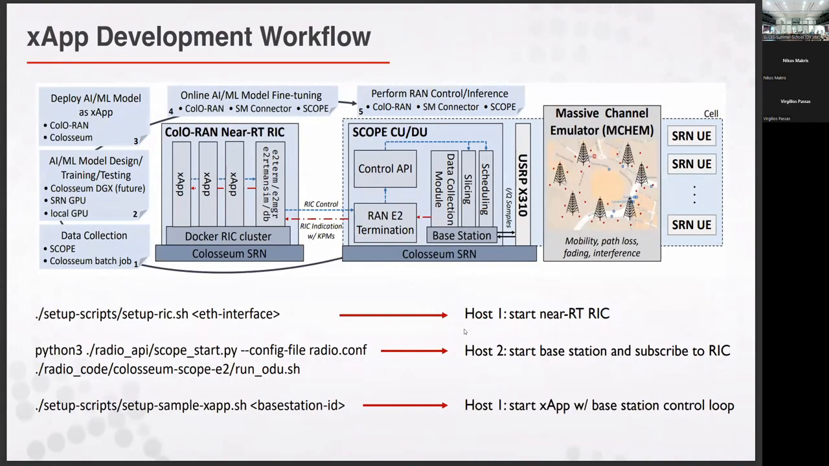So this is the XApp development workflow. Again, happy to spend a little bit of time here, but this is best done if you tried it yourself. But the idea, just real quick, similar to what I had talked about here, is you start the near real-time rig, you start the base station, you subscribe to the radio intelligent controller, you start the XApp with the base station in a control loop, and then you basically have data flowing end to end, and you're able to do your AI-based design. Simple enough, right? But it is a little bit hard once you actually have to put all the pieces together and leverage this entire infrastructure end to end. So really, credit goes to the team for providing this as a resource.